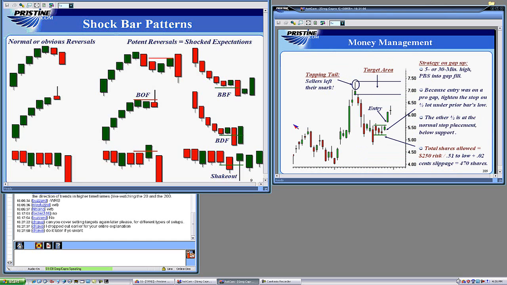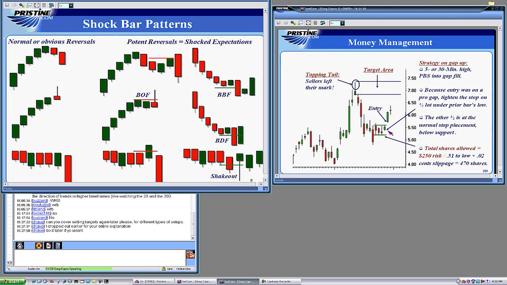And so back to our setup. So it gapped up, right? It didn't just trade above that bar's high, giving us the entry. It had gapped higher. So now I have to figure out how I'm going to get into this. That's why it says it could be a 5-minute high or a 30-minute high. Maybe it would have pulled back into the gap fill, right? It would have given me an entry point.